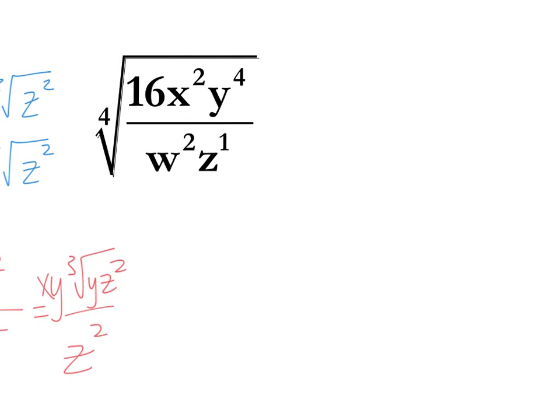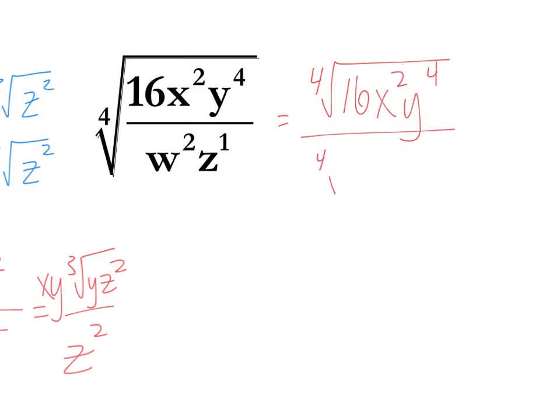Alright, so this next one, there's a little bit of simplifying we can do, the 16 and the y to the 4th, so why don't we go ahead and simplify that. I'm going to split it up into the 4th root of 16x squared y to the 4th, and the 4th root of w squared z to the 1st.